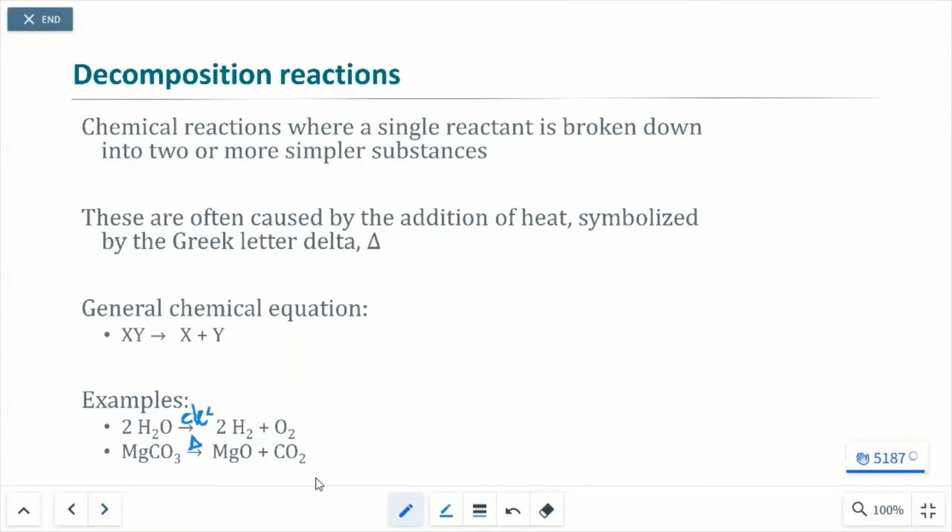So again, sometimes our products here are elements, sometimes they are compounds, sometimes they're a combination of both. But the order is always the same. Reactant is bigger and more complex. The products are smaller and simpler.